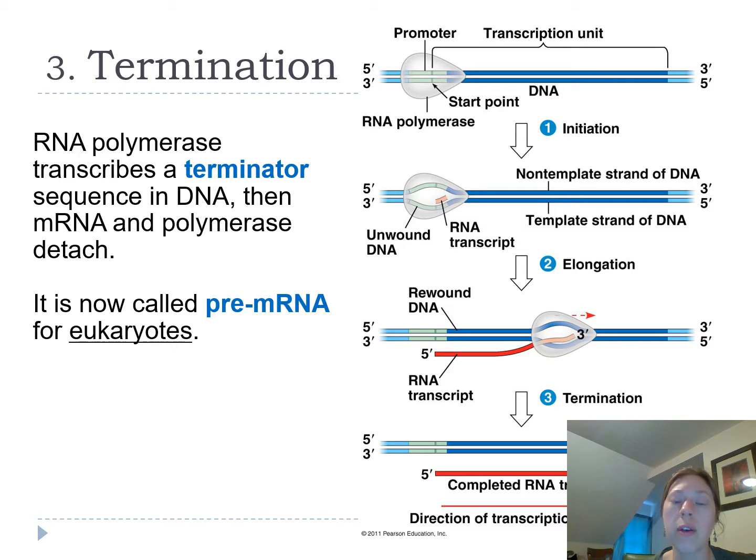Now, in eukaryotes, we don't actually call this messenger RNA at this point. So in prokaryotes, it would be messenger RNA. It would go off to translation. But in eukaryotes, it's actually pre-messenger RNA because it has to be modified before it can be used.